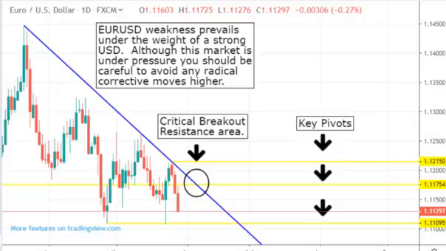So Euro-US dollar weakness prevails under the weight of a strong US dollar. Although this market is under pressure, you should be careful to avoid any radical corrective moves higher. So once again, I'm just trying to say be careful of your bullish moves. They are most likely going to be corrective spikes until proven differently, and that would be with confirmation of news that would fundamentally drive the differences. Until then, the dollar is strong.